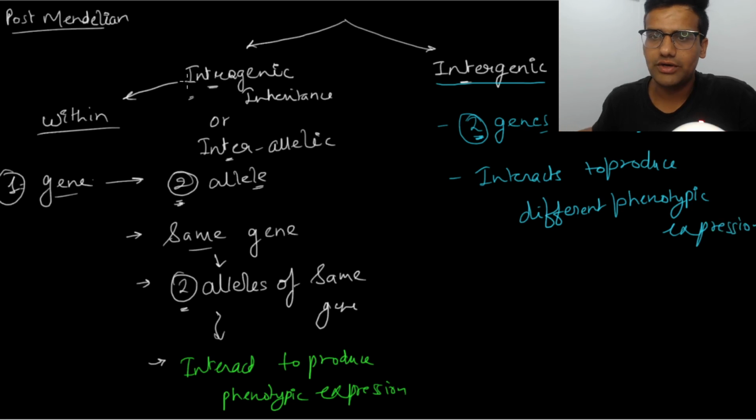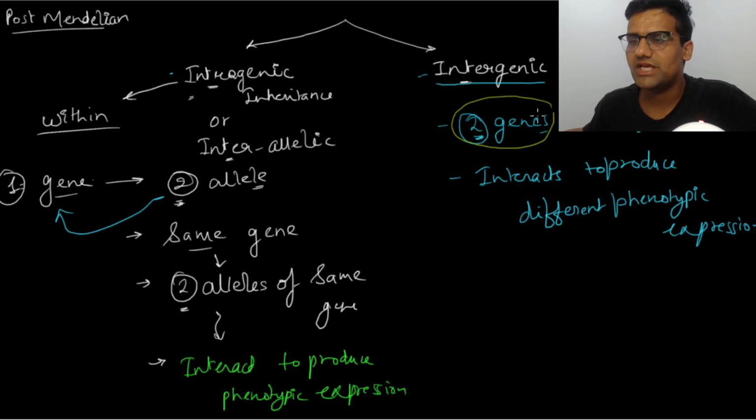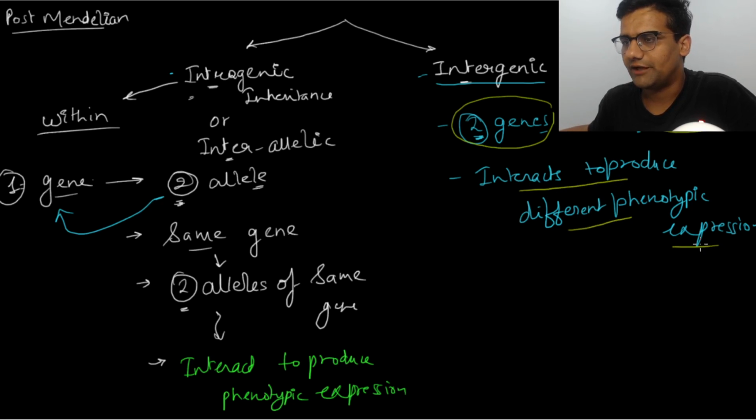So intragenic inheritance is between two alleles of the same gene. But intergenic inheritance is between two genes, not between the alleles anymore, or it can be between more than two genes, like polygenic inheritance. These two or more genes interact with each other to produce a different phenotypic expression. So we will now study intragenic and intergenic inheritance.